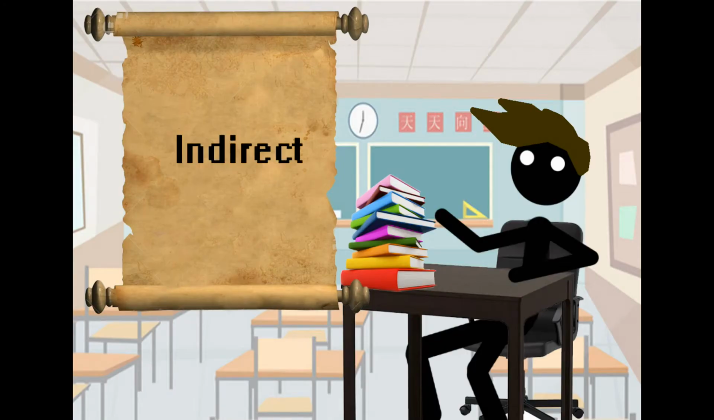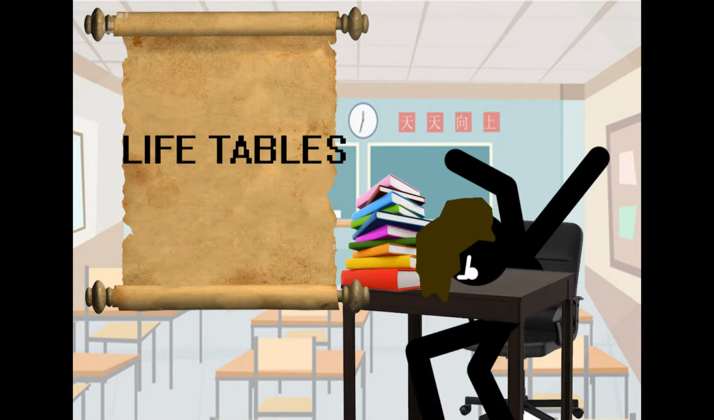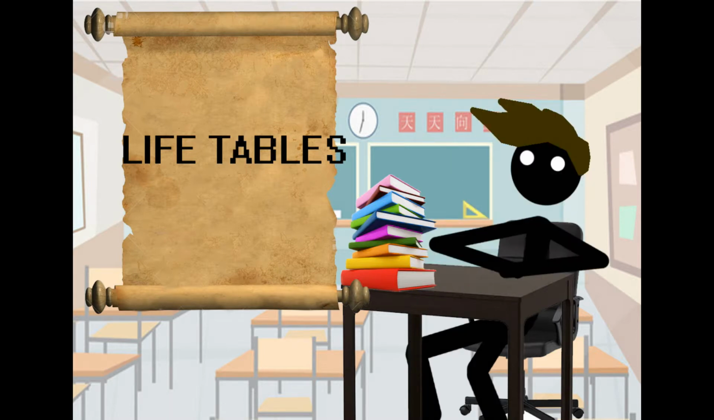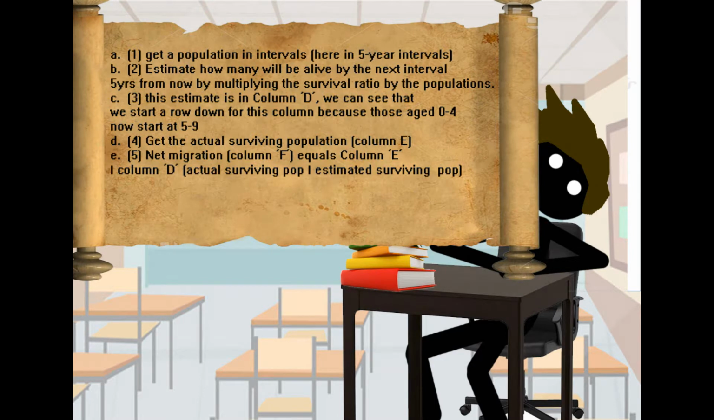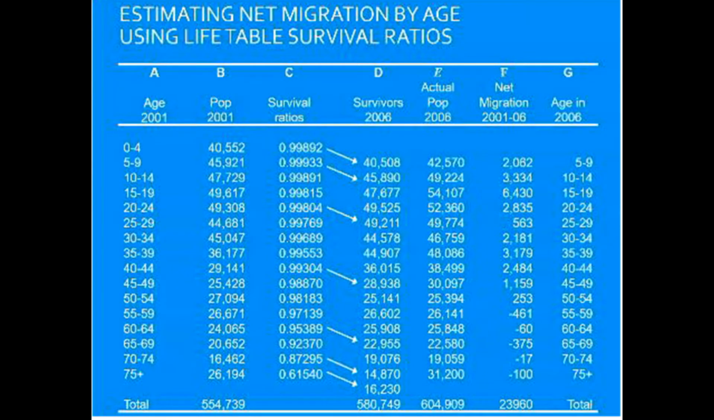There are also indirect methods of documenting migration, and this is through, wait for it, lifetables. Shit. Migration is estimated as a residual after accounting for other components of population change. So looking at this table, estimating net migration, we would identify net migration here by doing the following. Get a population in intervals, here in 5-year intervals. Estimate how many will be alive by the next interval, 5 years from now, by multiplying the survival ratio by the populations. Thirdly, this estimate is in column D.